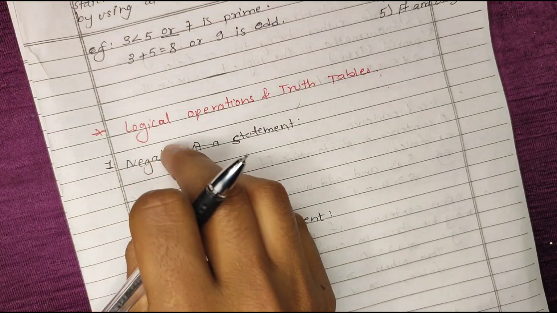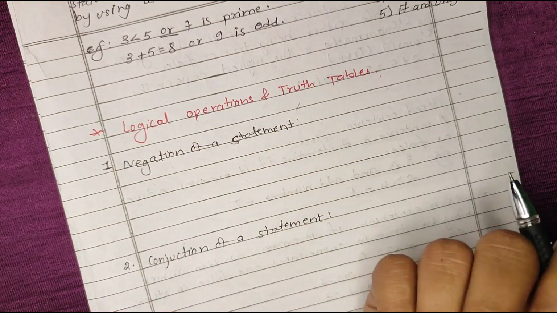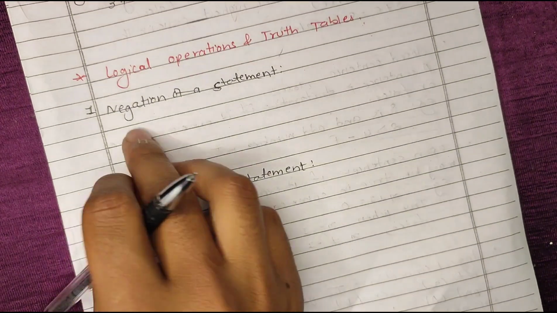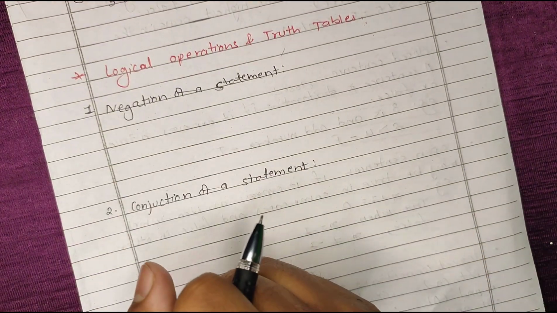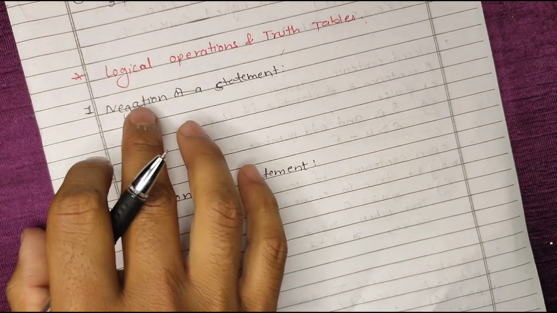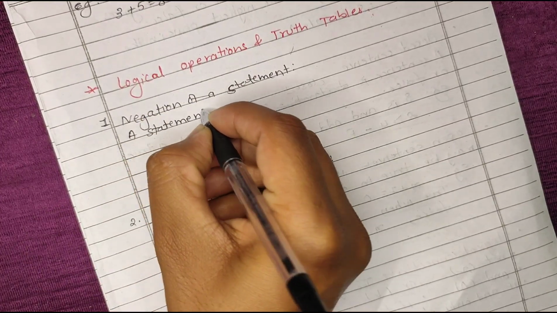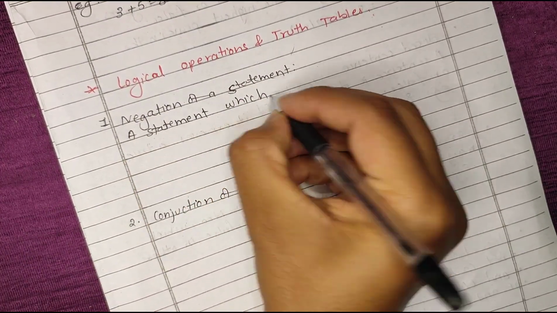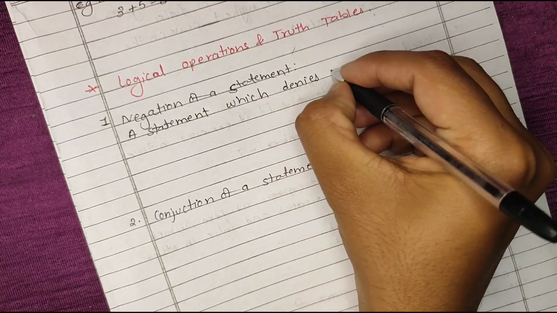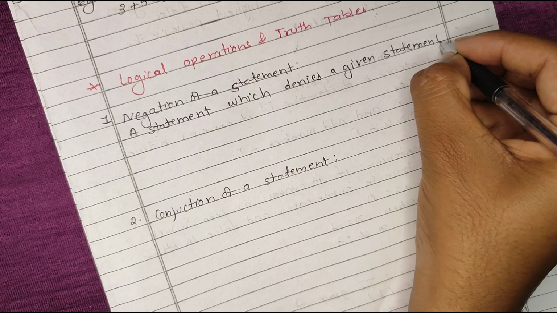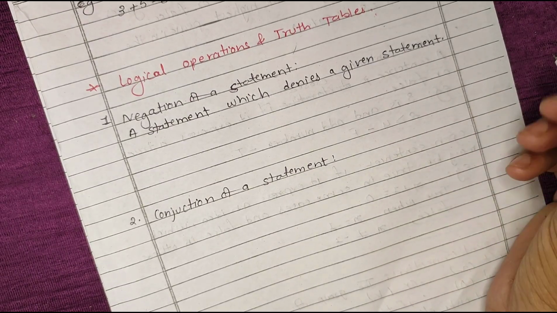Now let's move to the logical operations and truth tables. We have learned about the compound statement. Then we are moving to the logical operations. First there is negation of a statement. Negation means negative, that denies a statement. A statement which denies a given statement is known as the negation of a statement.